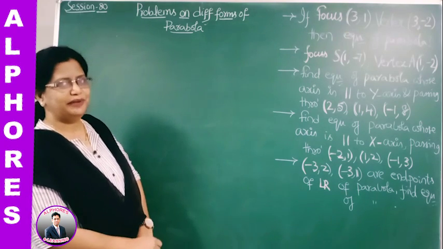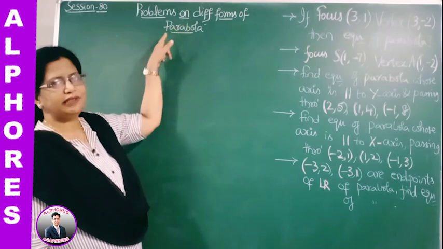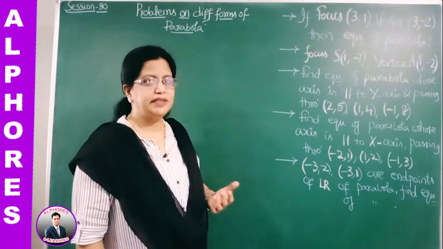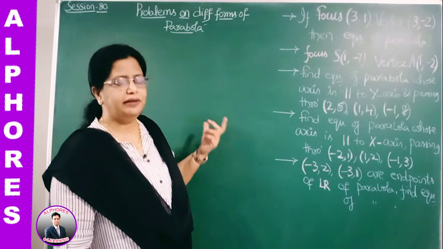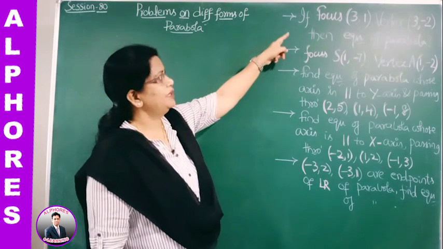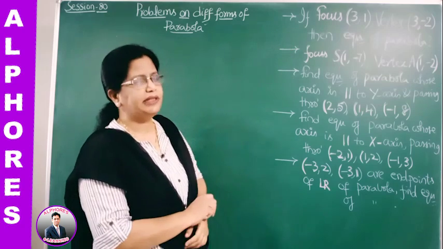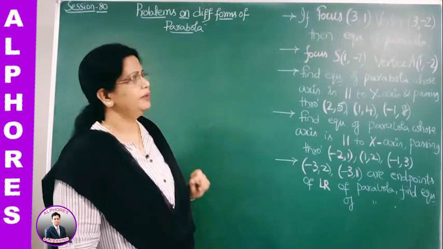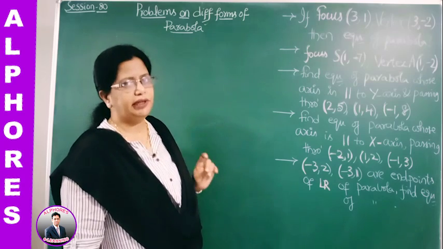Now we are going to discuss problems on different forms of parabola. Let us observe some problems. In previous sessions we have observed how to get the equations of different forms of parabola. Now observe here, focus is given, vertex is given. Then they are asking about the equation of parabola. Okay, so focus given, vertex given.